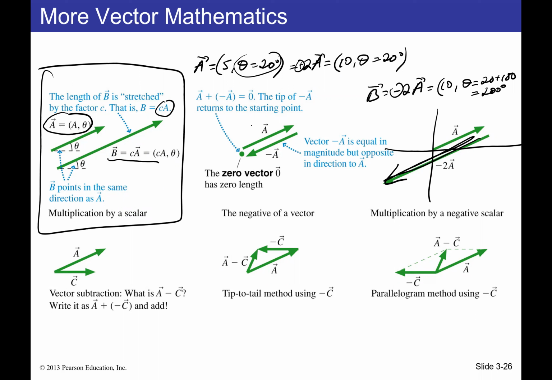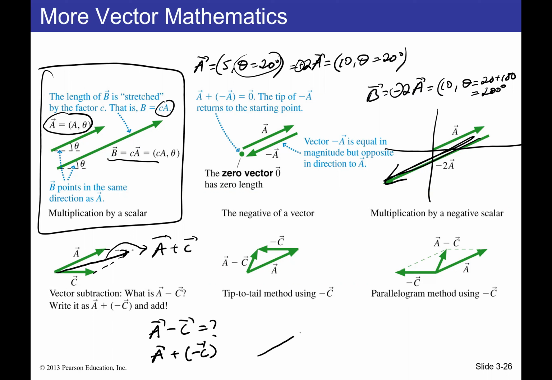Now, for example, we have vectors A and C. We learned what to do for the vector sum A plus C: you construct a parallelogram, and this is the vector sum of A plus C. How about if you have A minus C? What you do here is change this to A plus negative of C.